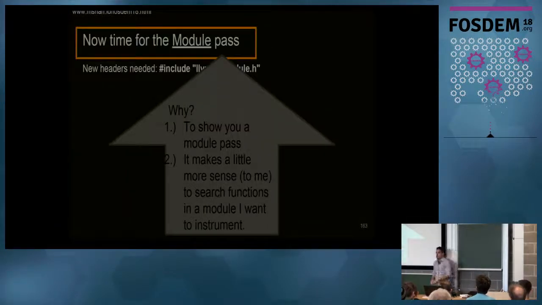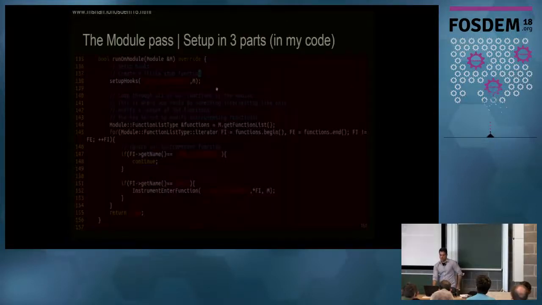And now it's time for a module pass, I think, which is appropriate for this. Why? I want to show you a module pass. It makes a little bit more sense to me to work at a module level, or a bigger level, and work down. Modules have a collection of functions in them that we can instrument. All right, so here it is. Here's the big code and the dark screen. But there are three parts here. Let me tell you what they are.